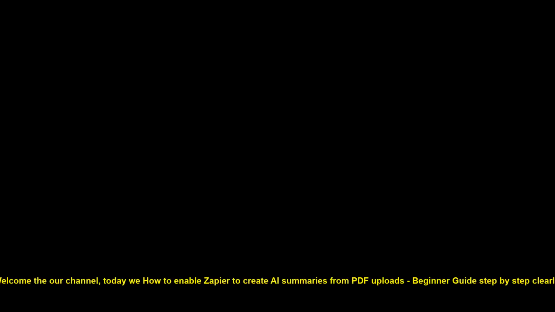Welcome to our channel. Today we show how to enable Zapier to create AI summaries from PDF uploads, a beginner guide step by step, clearly. To begin, open your web browser and navigate to zapier.com.